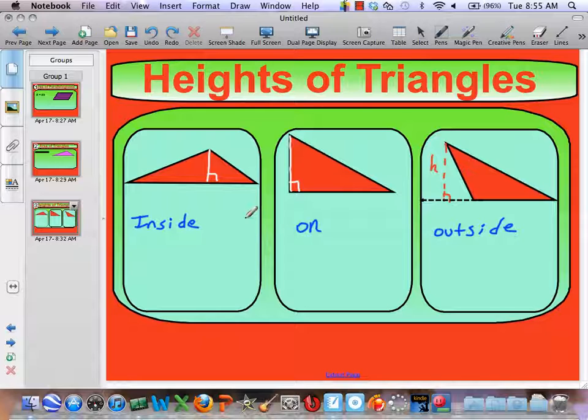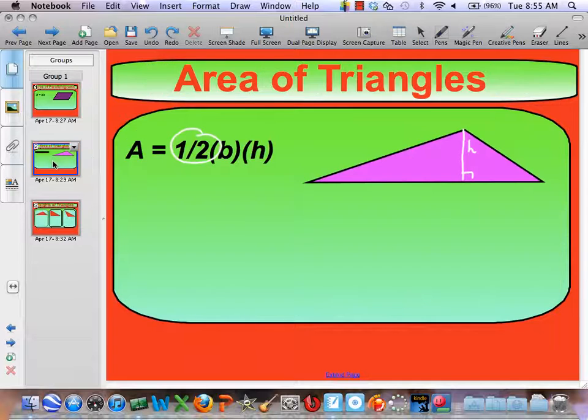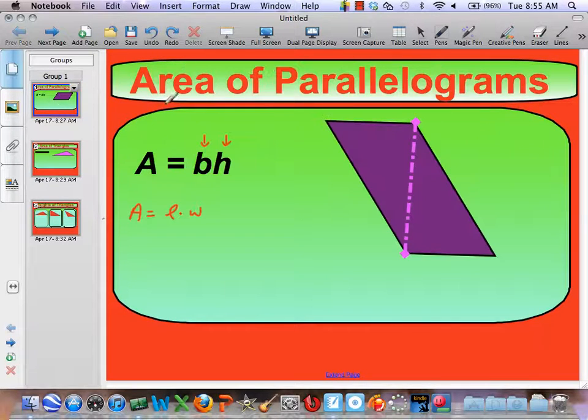It will be on the quiz tomorrow. Please make sure you know that. Again, make sure you know the formulas. Area of the triangle is 1/2 base times height, and the area of a parallelogram is base times height. So there we go. That's all I need you guys to know for tomorrow.